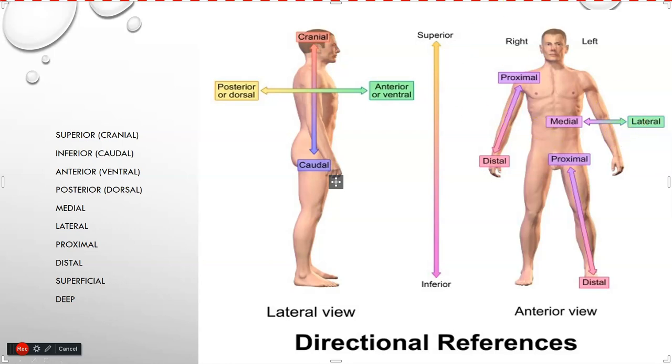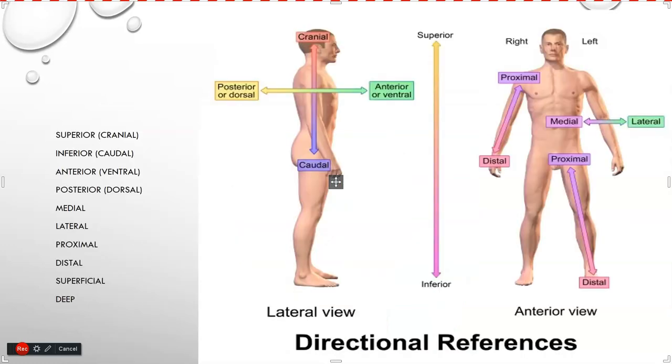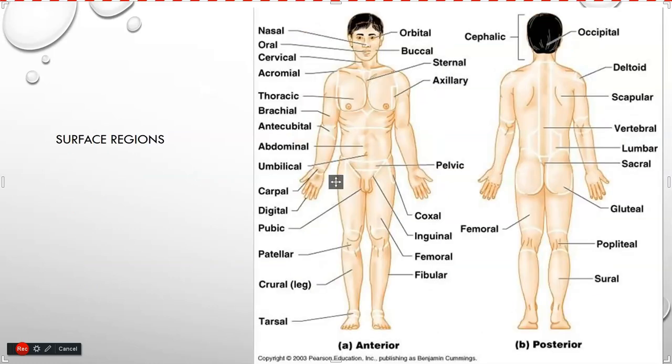So what we did was, if we go back just a step, when we look at standardization, the first thing we did is we standardized the position of the body when we start representing the relationships of things anatomically. The second thing we did is we standardized terminology that would help represent movement, direction, and the relationship of structures in the body.